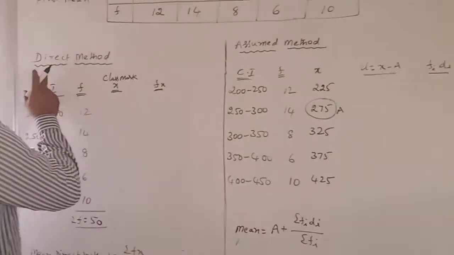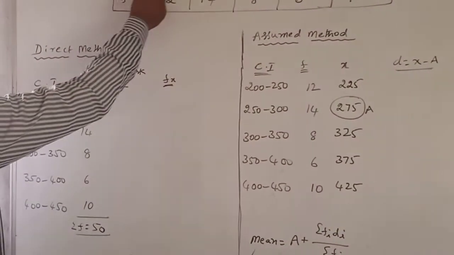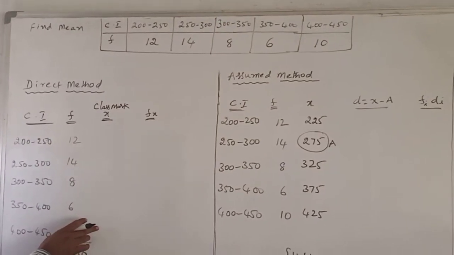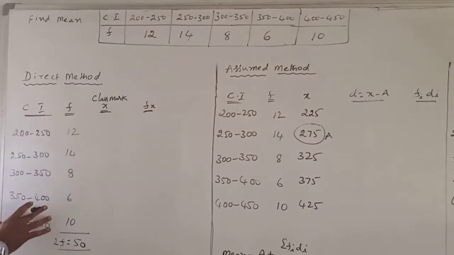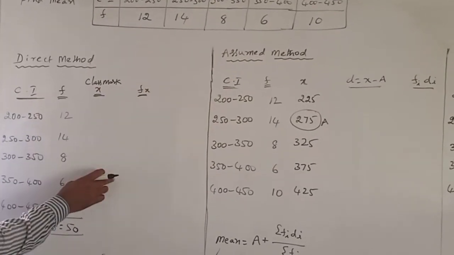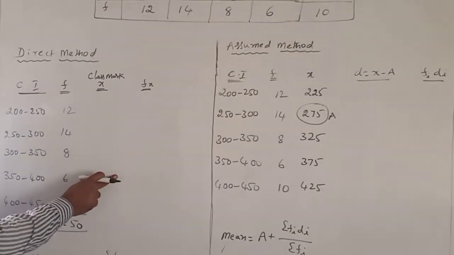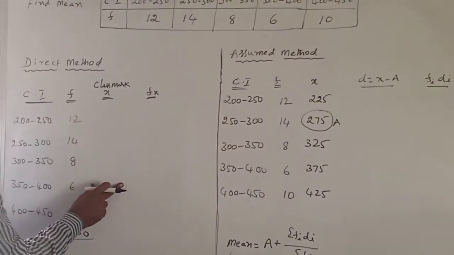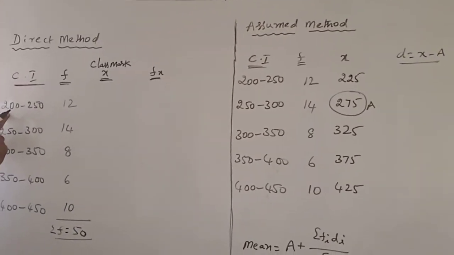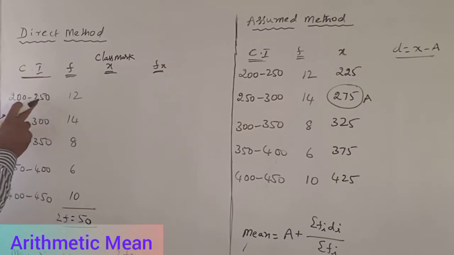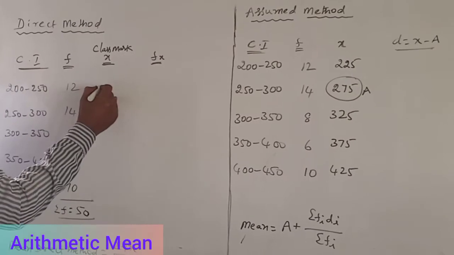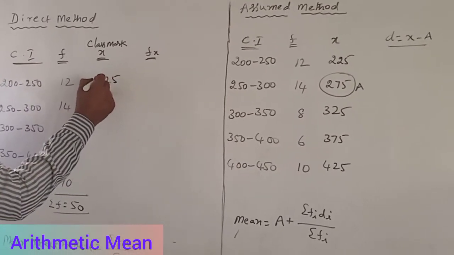Now, the direct method. The first column is the class interval and the second column is the frequency. Find the class mark. Class mark means the mid value of the class interval. How to find the mid value? It is the average of the class limits. 200 plus 250 equals 450, and 450 by 2 is equal to 225.